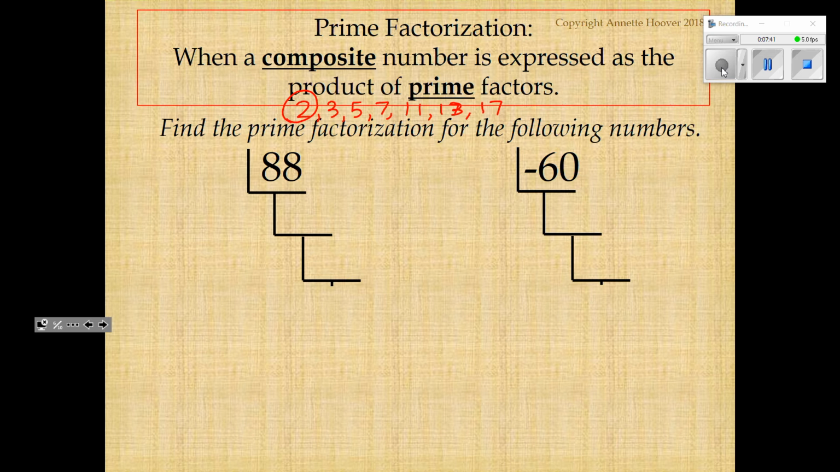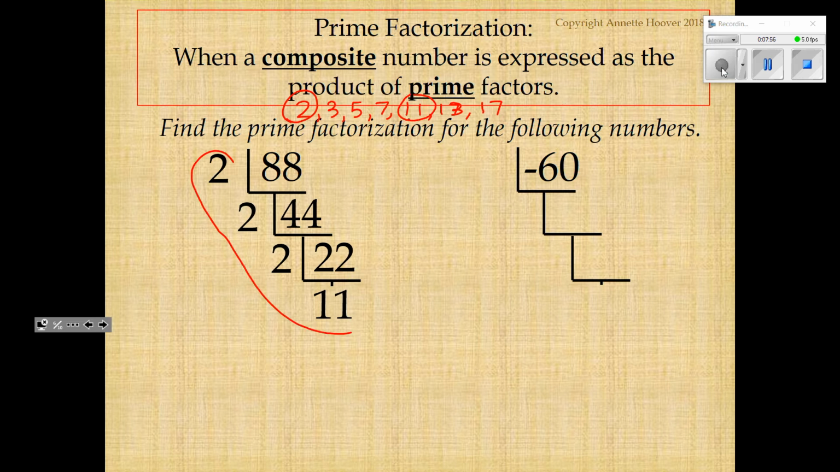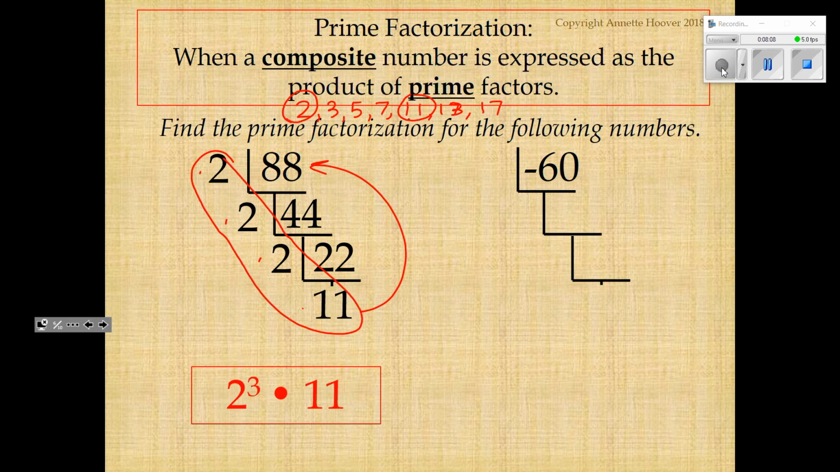So 88 divided by 2 is 44. 44 is even, divisible by 2, and that is 22. Even number, divisible by 2, and that is 11. What do we know about 11? It's a prime number. So as soon as you get down to a prime number, here is our prime factorization. You could check it. 2 times 2 is 4. 4 times 2 is 8. And 8 times 11 is 88. So how do we write that in exponential form? 2 to the 3rd power times 11.